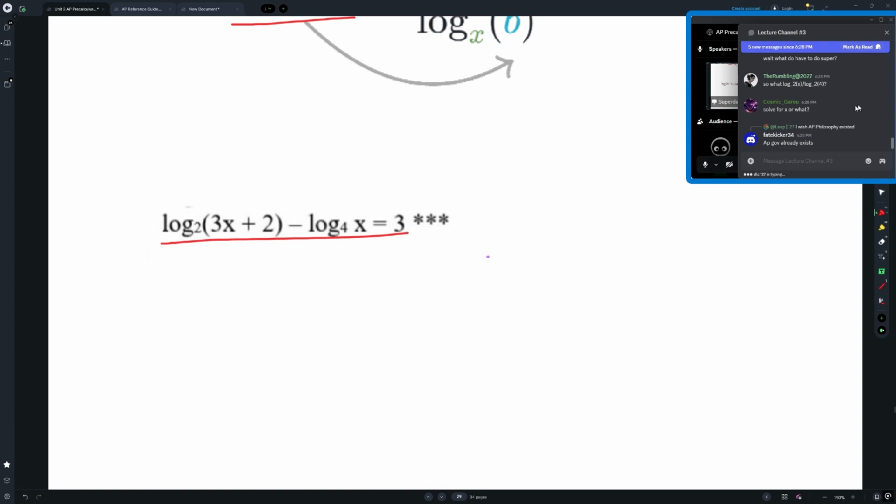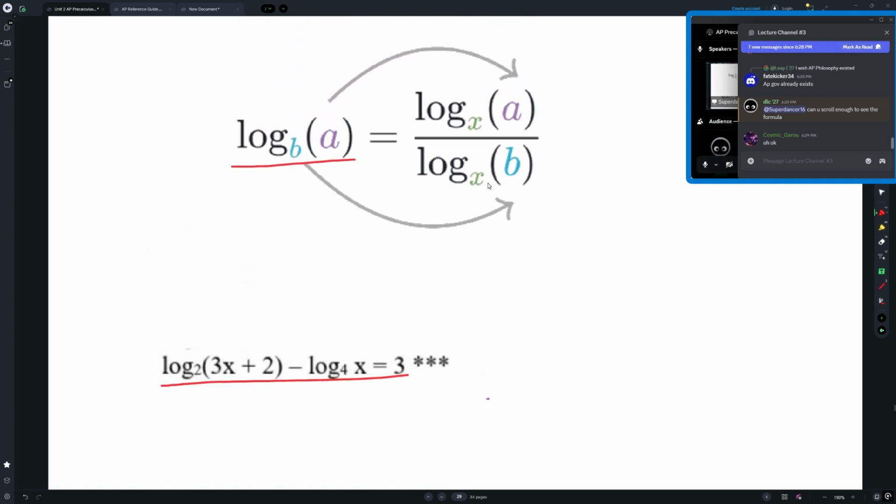Solve for x, yeah. That's what you always have to solve for. You scroll enough to see the formula, yeah, sure. You should definitely memorize this formula. It could show up on FRQ4, maybe, or an MCQ.